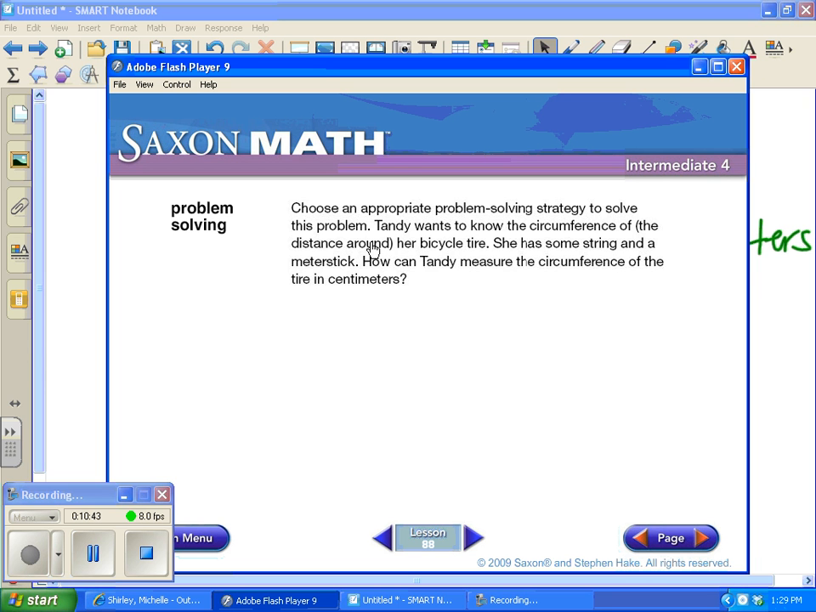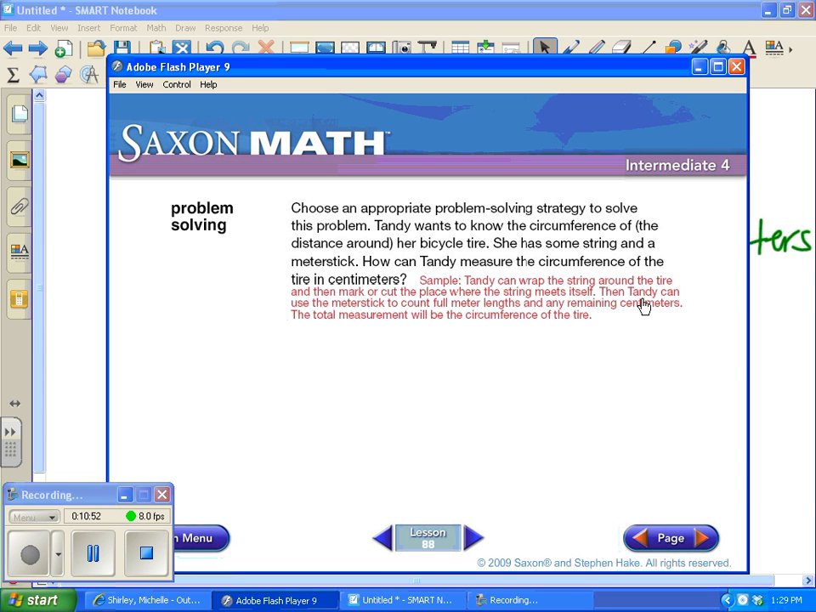Measure the distance around her bicycle with her string first, right? And then use the meter stick to measure the string. And that's what it says for you to do. So keep that in mind. You might need that sometime. And I think we're finished.